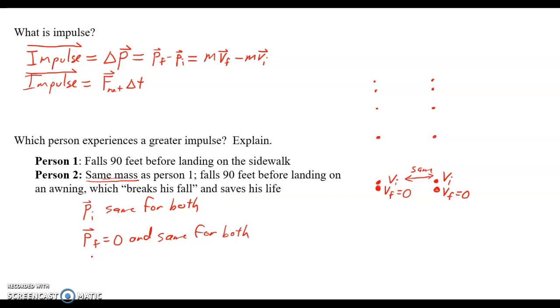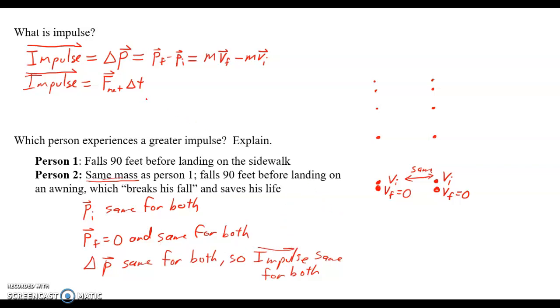And since those are the same, then delta P must be the same for both. So the impulse is the same for both. So they both experienced the same impulse. However, one of the people lived and one of the people, well, it doesn't say, but most likely did not, or certainly sustained a lot of injuries. Why did one person sustain a lot of injuries while the other person did not? And if they had the same impulse, why the difference?